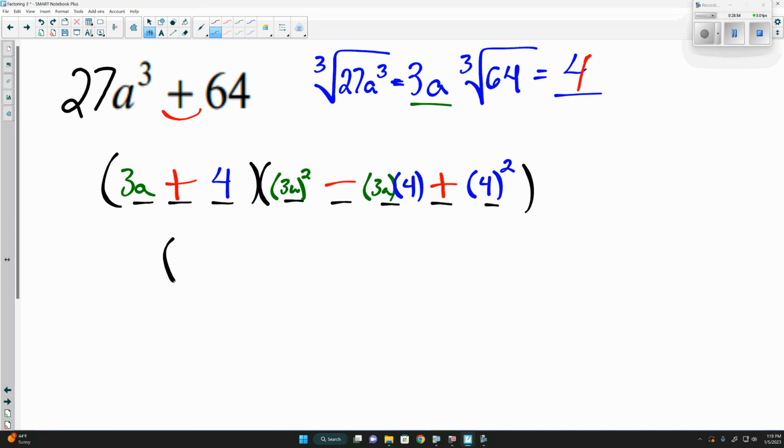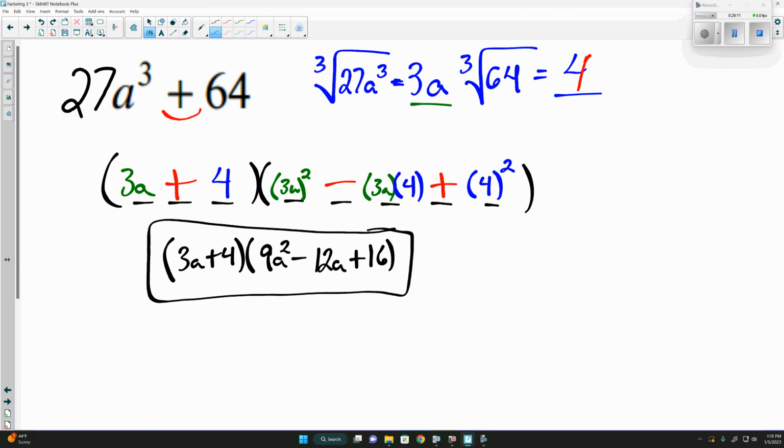And when we simplify this, we'll have 3a plus 4 times 3a squared. Well, 3a squared is going to be 9a squared, minus 3a times 4 is 12a, plus 4 squared, which is 16.